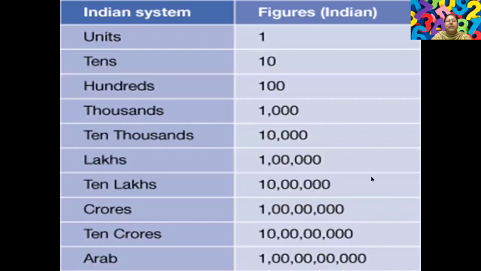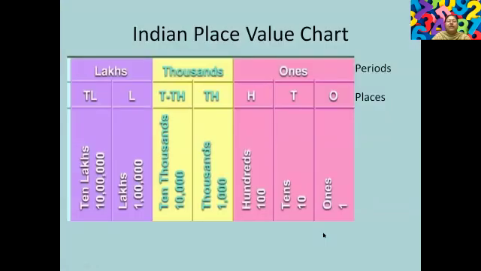Now this is the Indian place values chart. Now in this you can see you have tens, hundreds, thousands, 10,000s, lakhs, 10 lakhs, crore, 10 crore, and arab. Today we're just going to do till 10,000. On the right side, you can see you have 10, hundreds, 100, 1,000, 10,000, and further you have lakh, 10 lakh, crore, 10 crore. Now this is how the Indian place value chart is written. Here you have the periods and places.